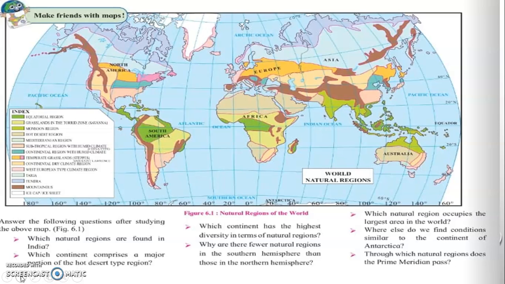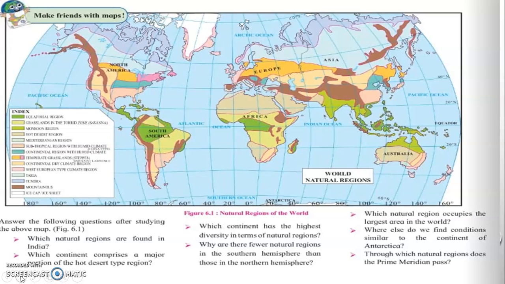Next important question is, where else do we find conditions similar to the continent of Antarctica? That is Antarctica, a cold country. Like Antarctica, the other region where we have a similar type of climatic and weather condition is Greenland. Antarctica is in the south, Greenland is in the northern hemisphere.